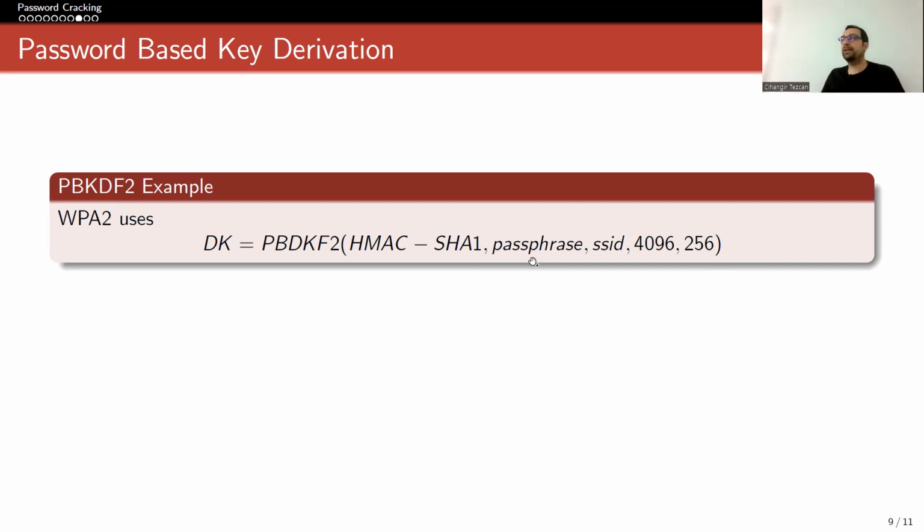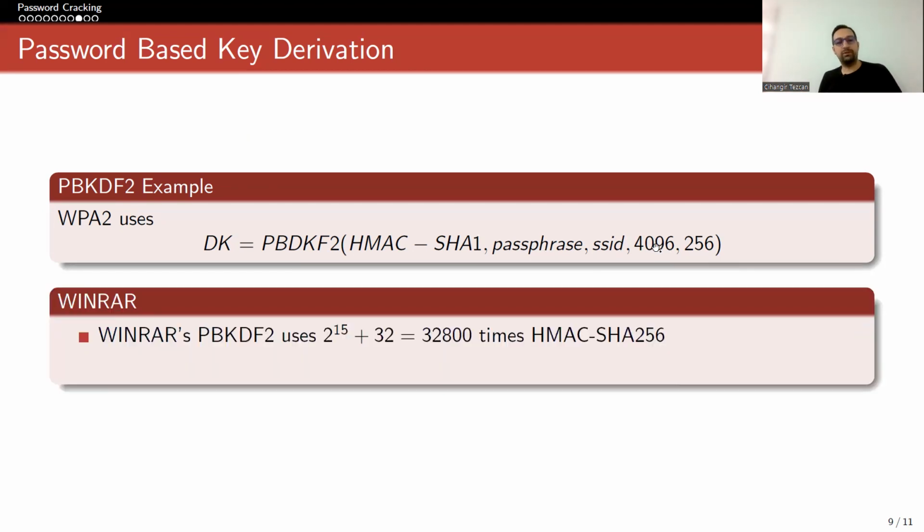So if you choose a weak password, your next door neighbor can try all of them and capture your passphrase, because they know the salt value, which is the SSID, which you broadcast anyway, right? So this 4000 number is kind of small, because let me show another example. WinRAR uses 2 to the 15, which is more than 32,000. And instead of SHA-1, WinRAR uses SHA-256.